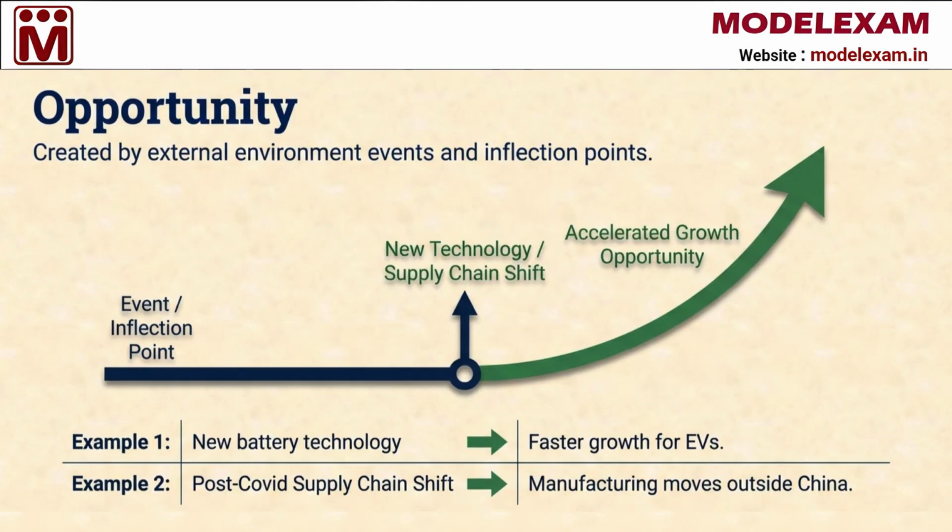Now let us move to the external side, starting with opportunities. These are created by events in the environment that act as inflection points. When these events happen, they can trigger accelerated growth. For example, the arrival of new battery technology created a massive opportunity for the electric vehicle industry. Another example is the global supply chain shift after COVID-19. As companies look to move manufacturing out of China, it created a growth opportunity for manufacturing sectors in other countries.